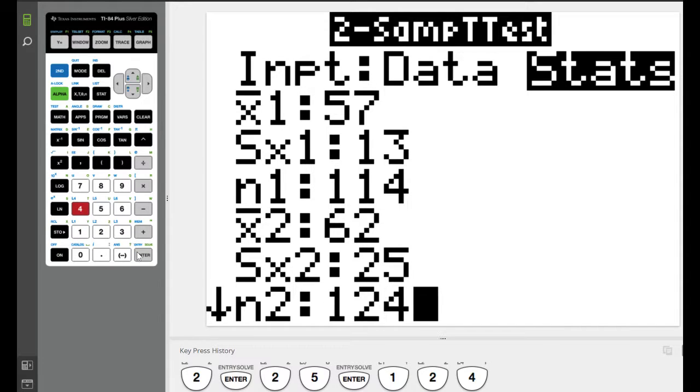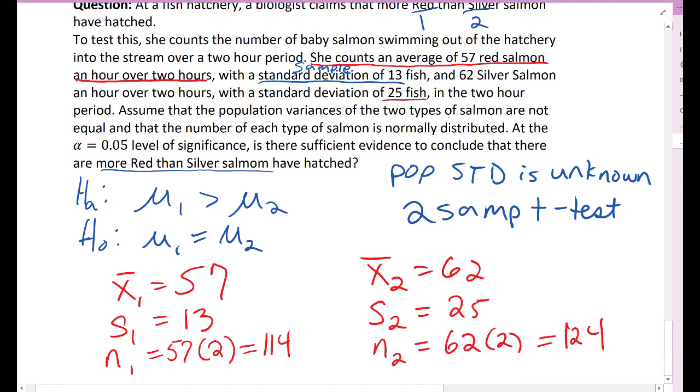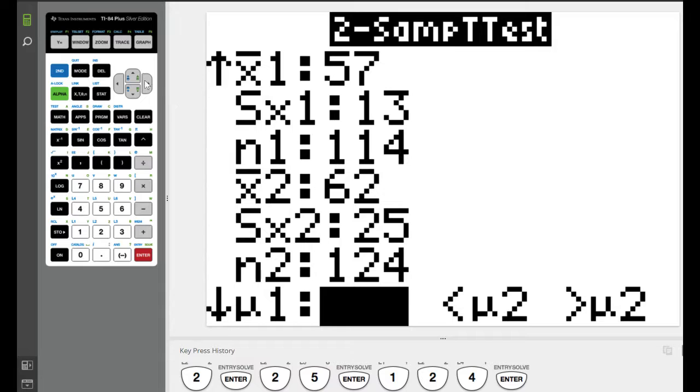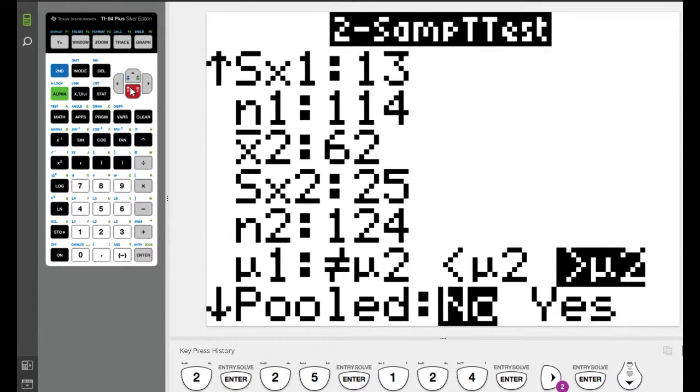And here we go, y'all. Something new here. And then what type of test is this? We are going to do a right tail test because our HA is a greater than. Select that, go down. And only for a 2-sample t-test, do we have this new option we have to select called pooled.